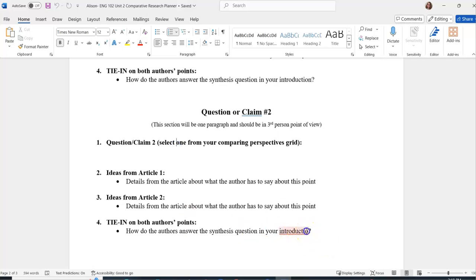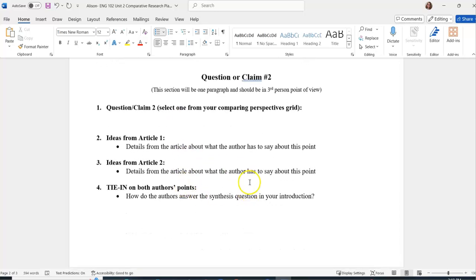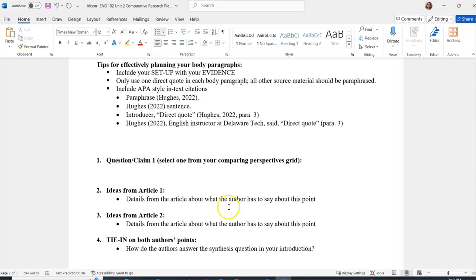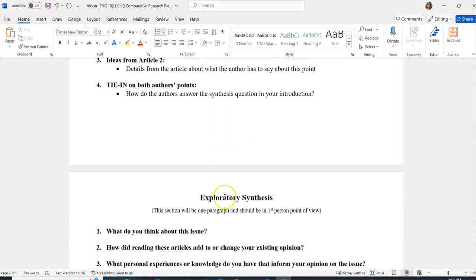And then how does all of that come together to tie in and answer the overarching synthesis question? This is where I'm going to see your original thinking, your ideas, and you tying it all together. So that's going to be a paragraph for each of those claims or questions.